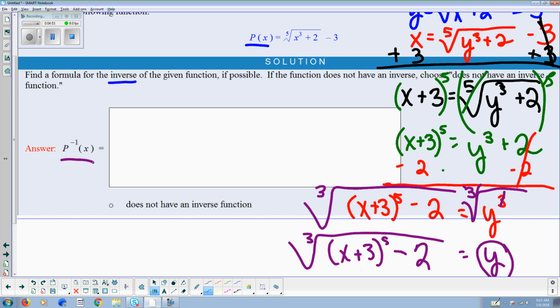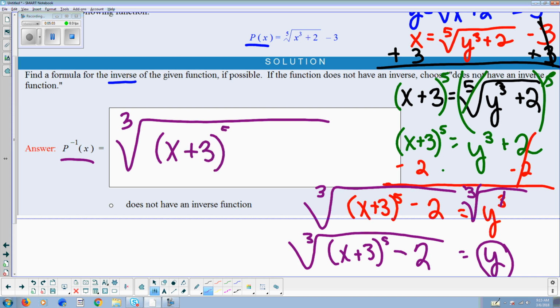So the inverse notation is already here on the screen for you. All we have to type in is the cube root of the whole quantity, the quantity x plus 3 to the 5th, minus 2. The tricky part here is making sure that your parentheses are in the right place, that your root goes over the right portion. All right, moving right along.